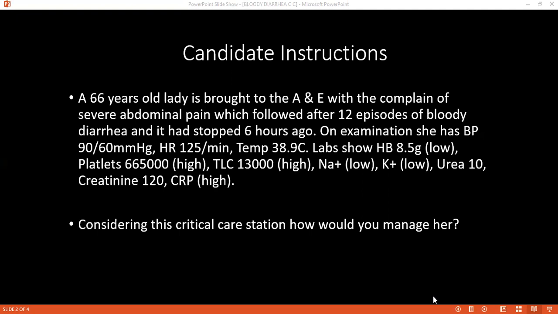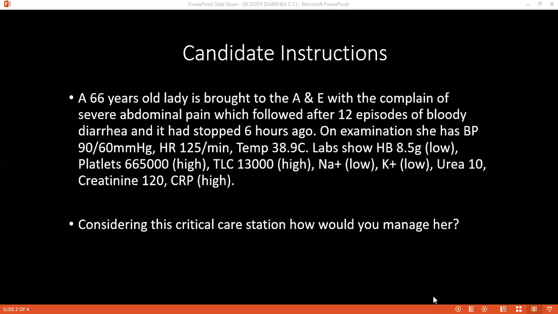Can you please tell me in which conditions a patient can present with high platelet counts? Platelet is an acute phase reactant, so it increases with an acute inflammatory process. The patient may also be in a dehydration state, so the platelet count increases. Or in case of acute bleeding going on.